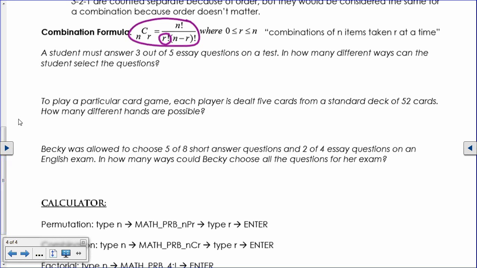So how many options does he have to choose from? 5. And we know this is a combination because the order does not matter. And he's choosing 3. So in the formula, it would be 5 factorial divided by r, which is 3 factorial, and then 2 factorial, because n minus r is 2. So you have an extra factorial on the bottom.